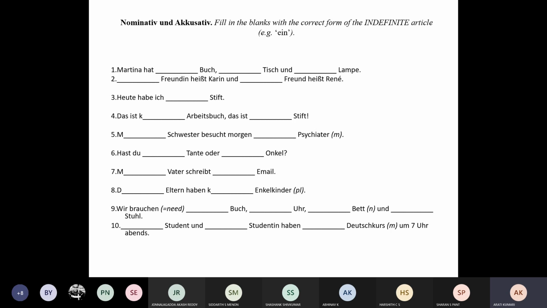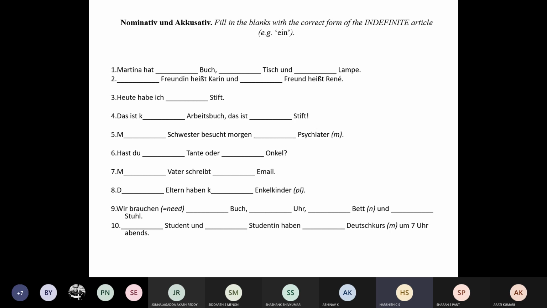Okay, next one, Nummer zwei. Freundin heißt Karin und Freund heißt René. So what do we do here? As you know, Freundin is feminine, Freund is masculine. We can use a possessive article here, no? Like my friend is called, the girlfriend is called Karin, the boyfriend is called René. So how do we do that? Tell me. Meine Freundin heißt Karin. Yeah. Und meinen Freund heißt René.